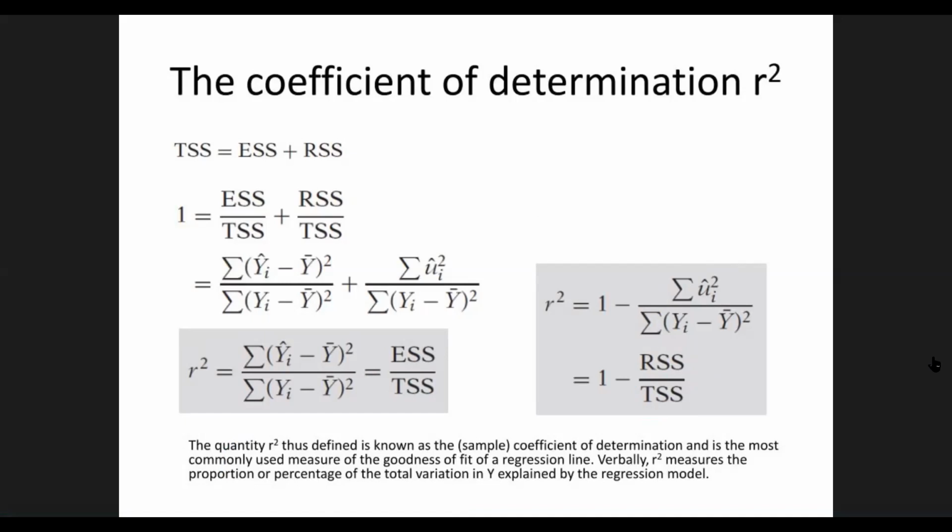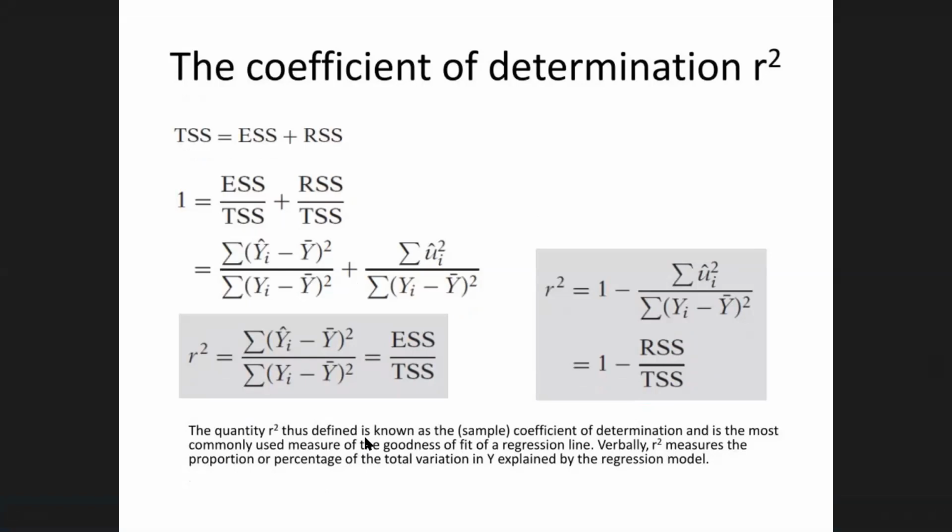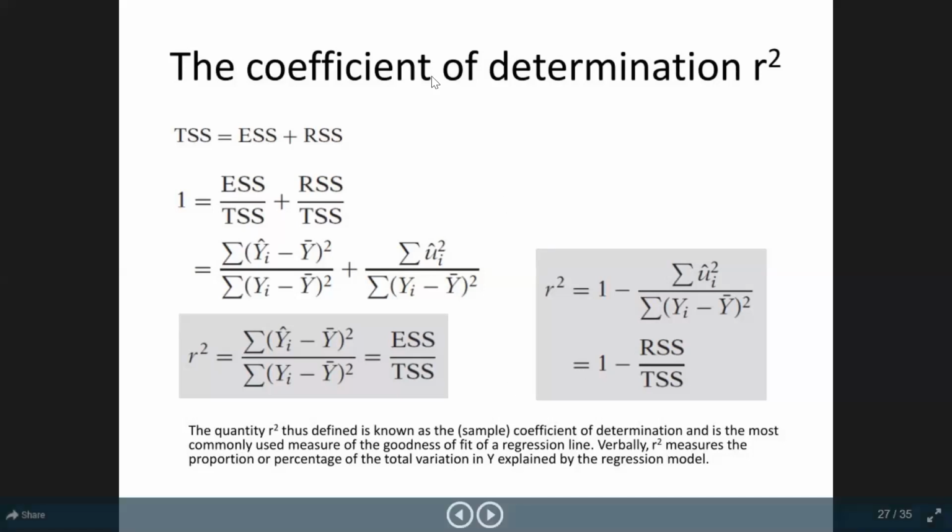The formula for the RSS is given, as well as the formula for the TSS. The formula for the RSS is this one, and so on. The quantity R square, thus defined, is known as the sample coefficient of determination and is the most commonly used measure of the goodness of fit of a regression line. Verbally, R square measures the proportion or percentage of the total variation in Y explained by the regression model.